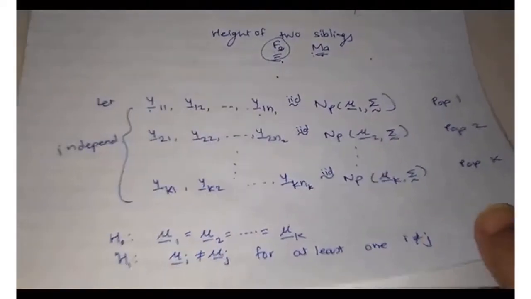We saw one likelihood ratio test for mean of a single sample. So we are going to try and generalize that to mean of multiple samples.